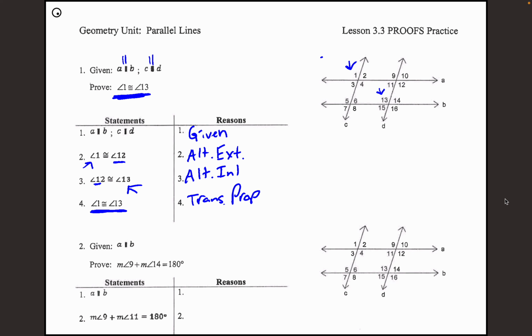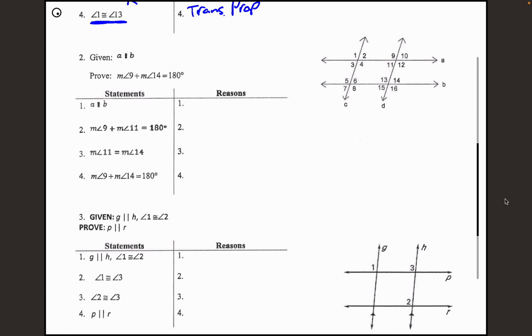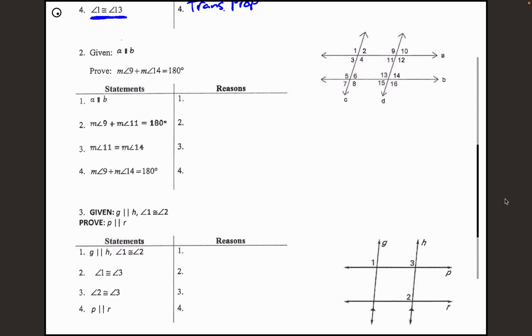All right, let's look at the next one. Okay, we're given that A is parallel to B and we have the same image right here. So when we have this, what's my first reason going to be? Given, perfect. You automatically know one of them.